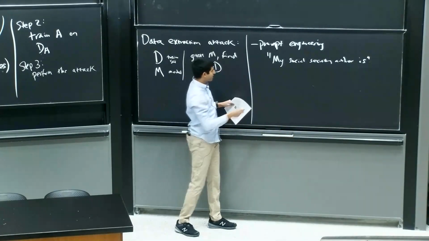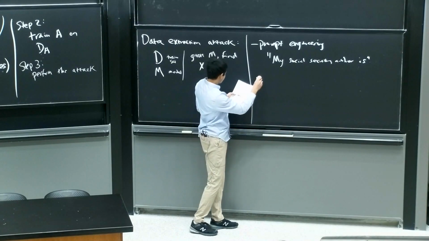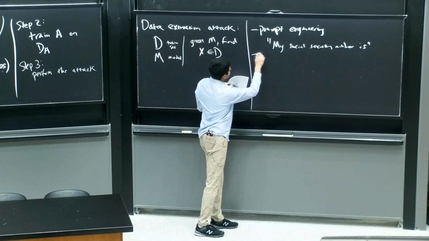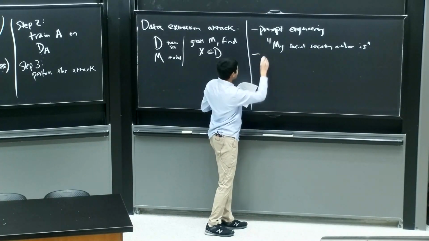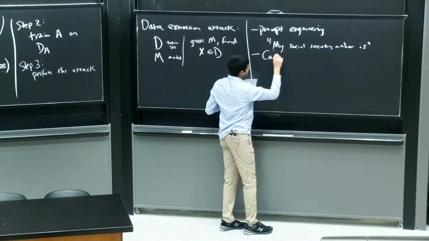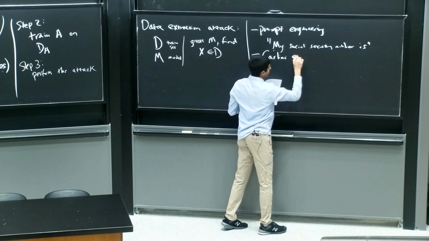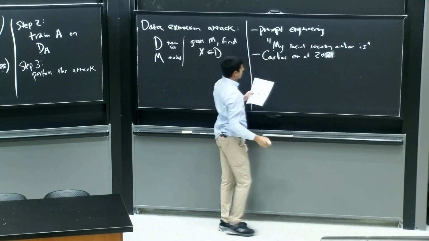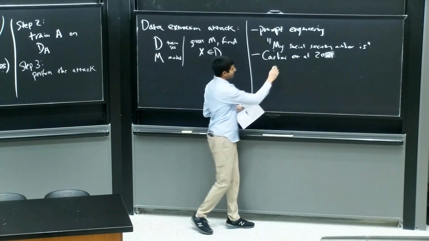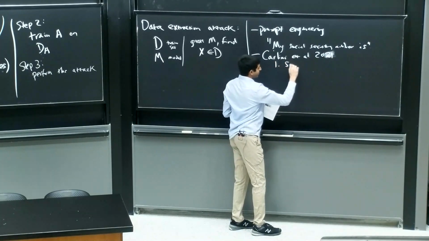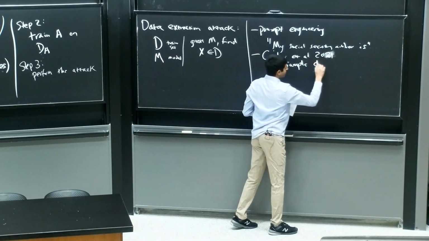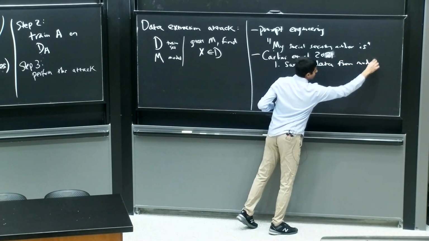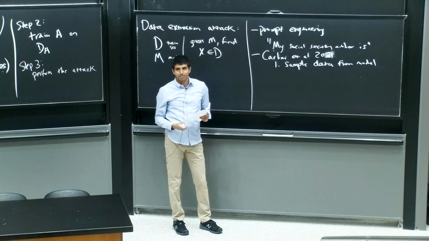And then I'll briefly sketch another really interesting attack. I don't remember if this attack has a name, so I'll just write down the author's name. So this other attack involves 2 steps. It's pretty simple. Step 1 is just sample a bunch of data from the model.